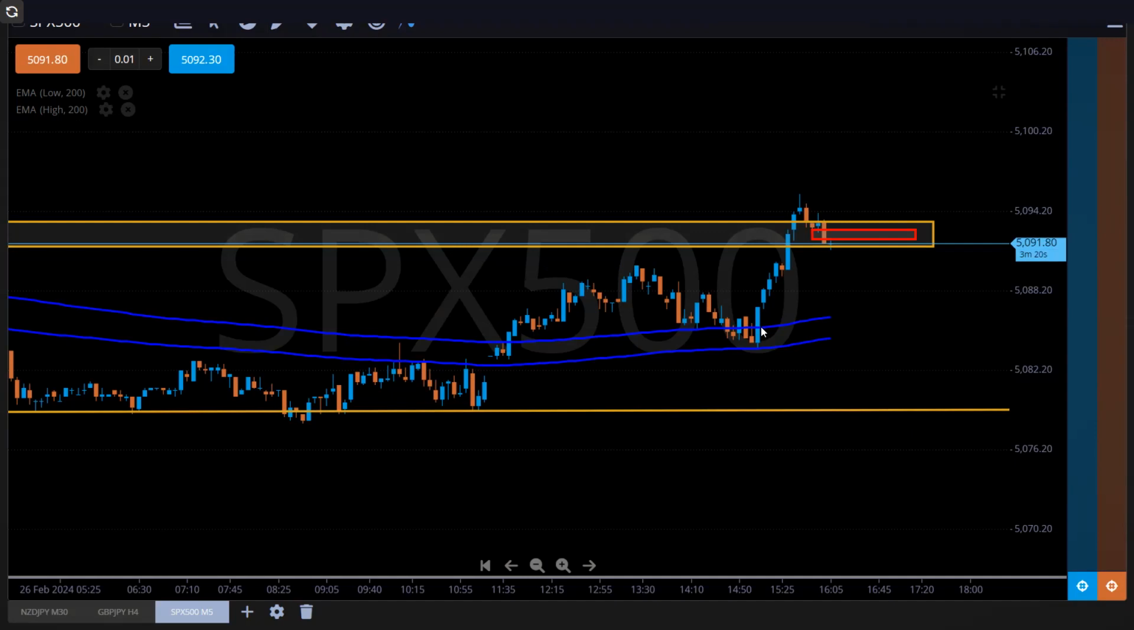First stop. We even see when market opened up right here, it left a gap. So we know price has got to cover this.